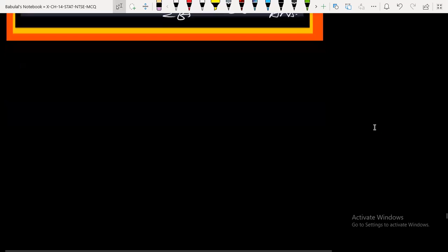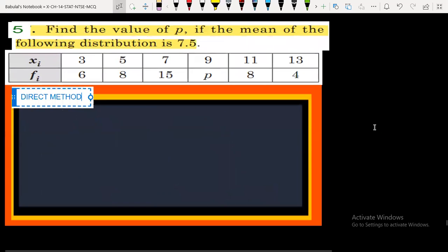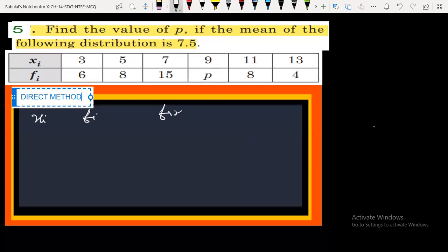And the next question is on your screen. Find the value of P if the mean of the following distribution is 7.5. Look, it is a simple question. How to do this? Here the class mark is already given. The class mark means xi is given, fi is given, then we have to find fi xi. So that is 3, 5, 7, 9, 11, and 13.